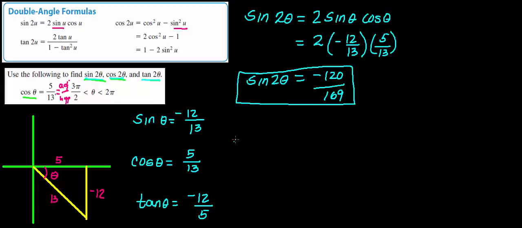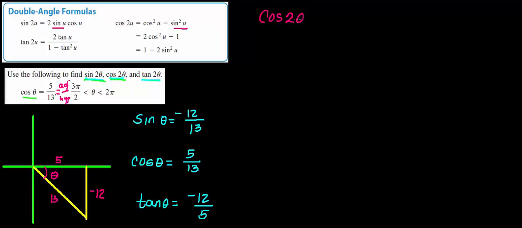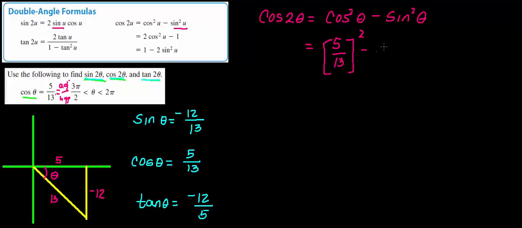Okay? Let's do cosine of 2 theta. For the cosine of 2 theta, the formula says I can use this expression or this one or this one. You can use whichever you want. I'm going to use the first one: cosine squared of theta minus the sine squared of theta. So let's plug in the values. The cosine of theta is 5 over 13, so cosine squared just means the square of this value, minus sine squared theta. Sine is negative 12 over 13, squared.